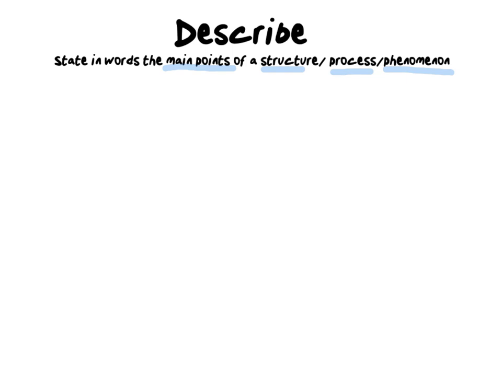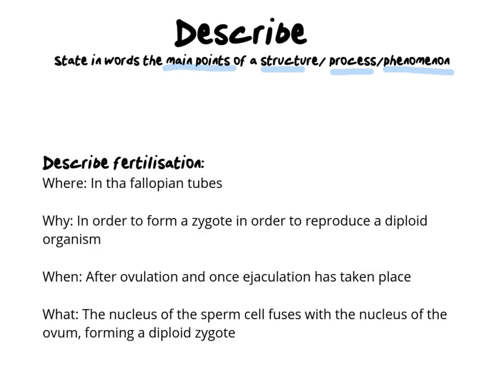Now, to make this a little bit easier for us, I'm going to use an example like fertilization so that you can see how you would answer the question, describe fertilization. So let's apply this now. Describe fertilization. So first things first, where is it happening? Fertilization is happening in the fallopian tubes. Why is it happening? In order to form a zygote so that we can reproduce a diploid organism.